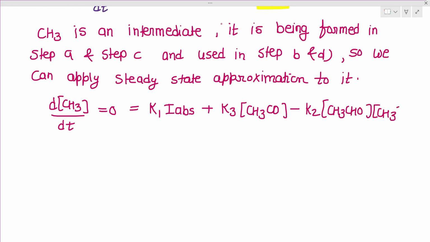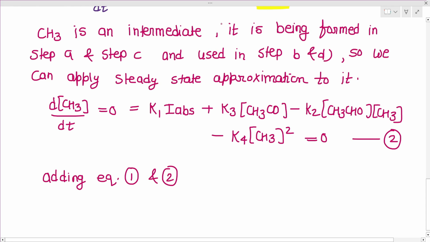[CH3CO]. Okay, in step B, it is being utilized. So minus sign we are putting. And in step 4, it is being utilized. So minus sign again we are substituting. And this will be equal to 0. So this is our equation number 2. Okay, equation number 2. Now, by adding equation number 1 and 2, when you are adding these two equations, two terms will get cancelled out.